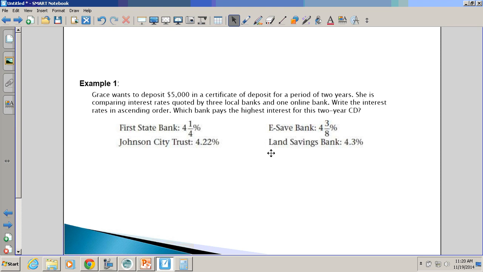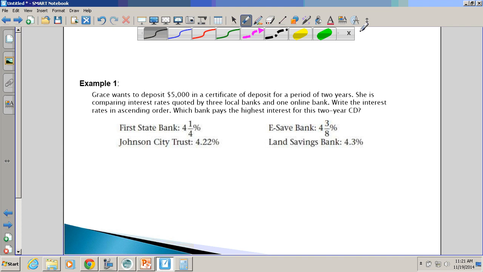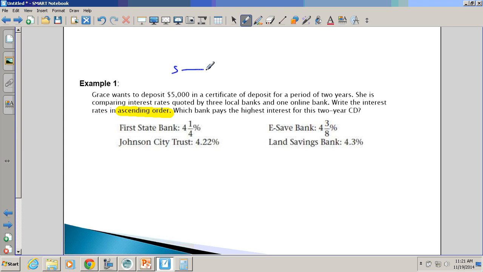Again, as always, when you get to examples, pause the video, do the calculations, resume the video, and see how you did. Okay, for this one, we just want to put the interest rates in ascending order. Ascending means smallest to biggest. So I'm just going to write smallest to biggest, or largest. Notice they're all different kinds of percentages, so we've got to convert these.